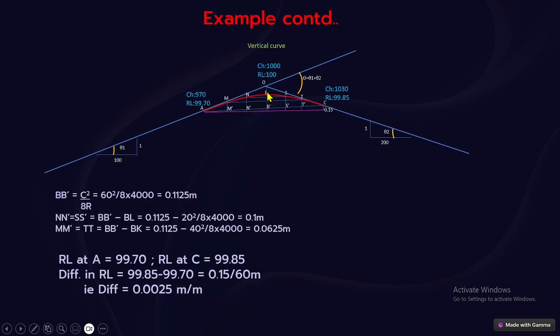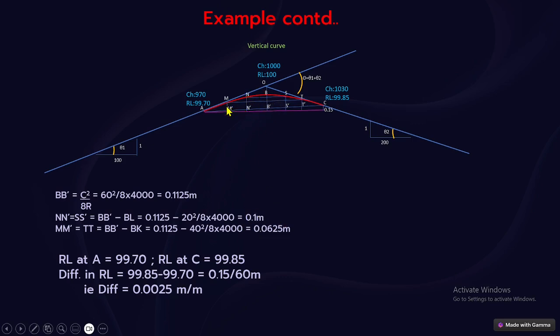Here for the ordinate, if you are finding the versine, this portion for 20 meter minus this portion will give you the ordinate. Let us take this as L. So BL will be equal to 20 squared divided by 8 divided by 4000. Calculating this, you will get 0.1 meter. So this will be equal to 0.1 meter.